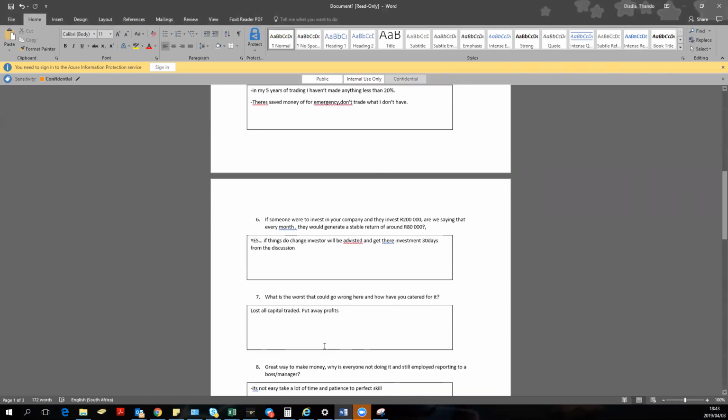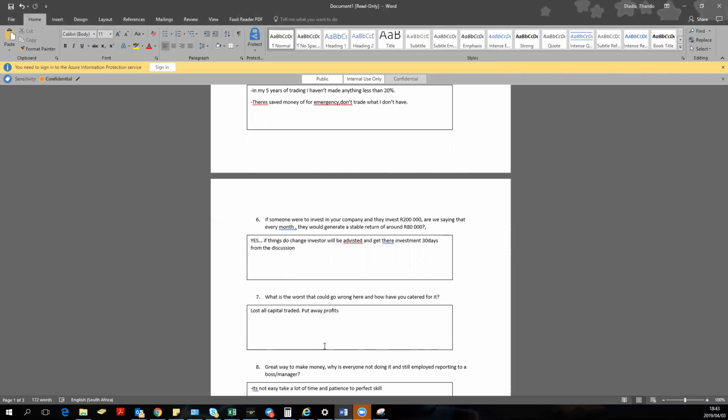Number 6, if someone were to invest in your company and they invest 100K, are we saying that every month? Yes. So if someone did deposit 200,000, I am willing to give 40% in 30 days. And if they want their initial capital back, they just need to give us a notice of 30 days because, yeah, we're not trading for only one person, but we're trading a pool.